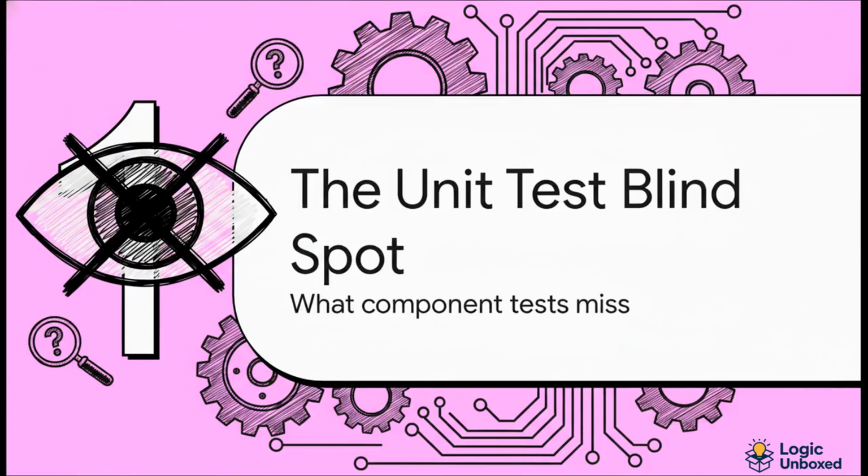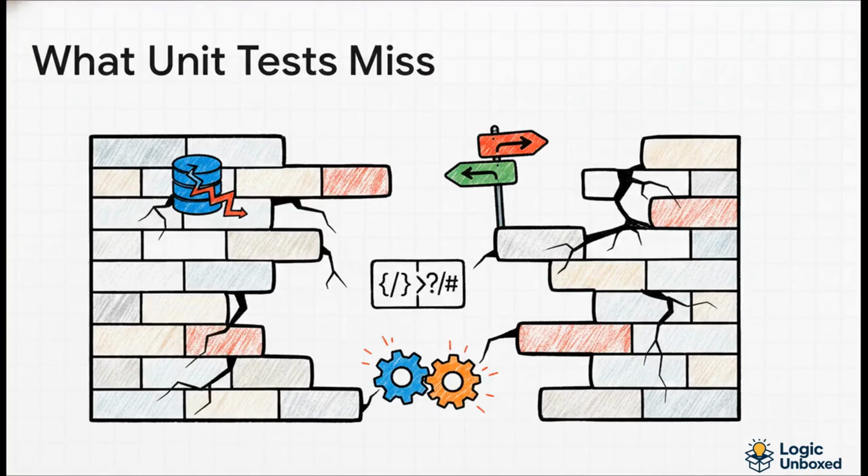And this idea, this gap, brings us right to our first big point, what we call the unit test blind spot. Unit tests are the bedrock. They're essential. But because they're designed to check things in isolation, they just can't see everything. Look at this list. These are the kinds of things that bite you in the real world.